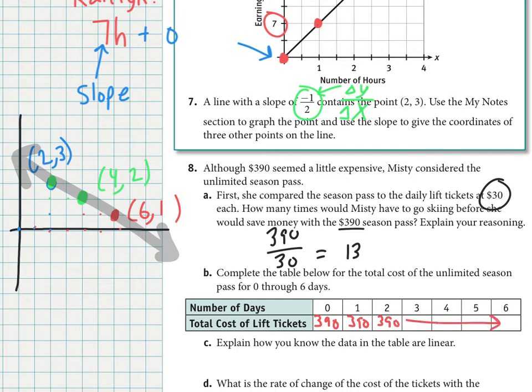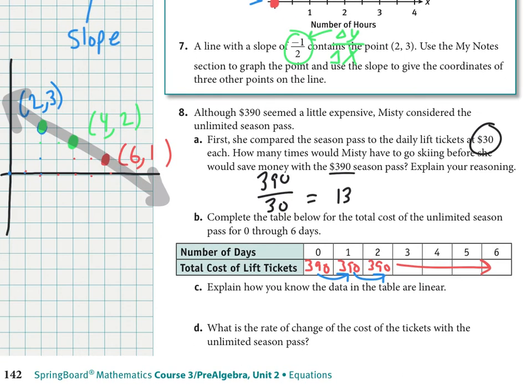Does that still fit the definition to be linear? Remember, to be linear, we need that constant rate of change. So let's see. From 0 days to 1 day, what's the rate of change? There's no change. It's 0. From 1 day to 2 days, what's the rate of change? It's 0. So there is no rate of change. The rate of change is 0.